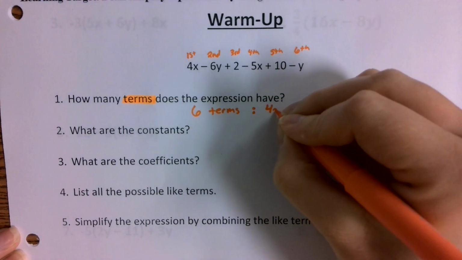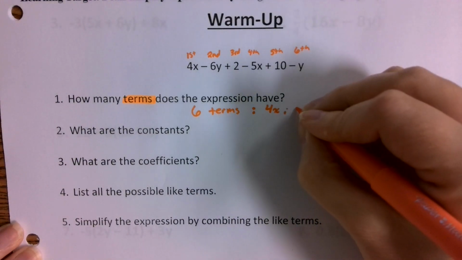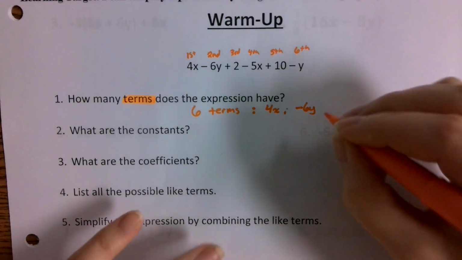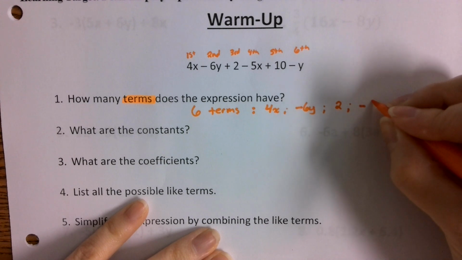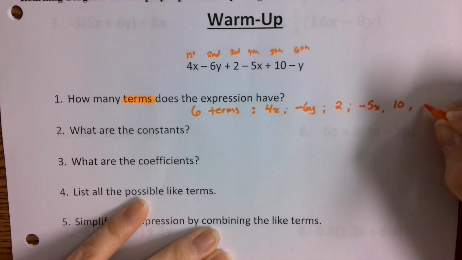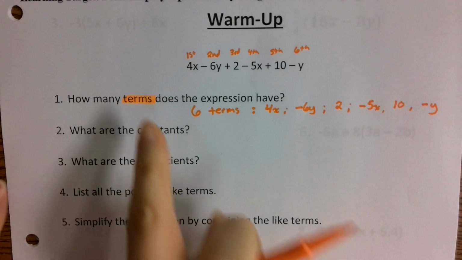I've got 4x. I've got a negative 6y, because that minus 6y acts like a negative. I've got a positive 2. I've got a negative 5x. I've got a positive 10. And I've got a negative y. These are all of my terms from this expression.